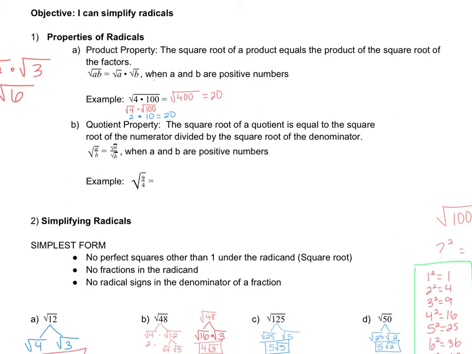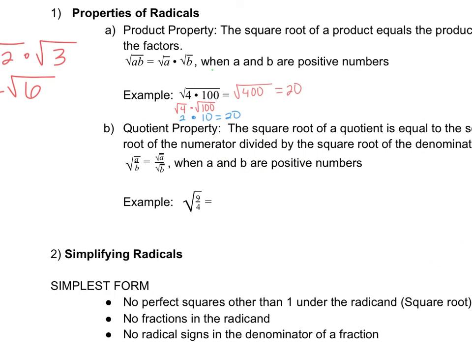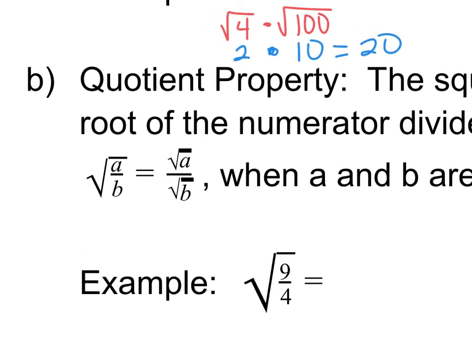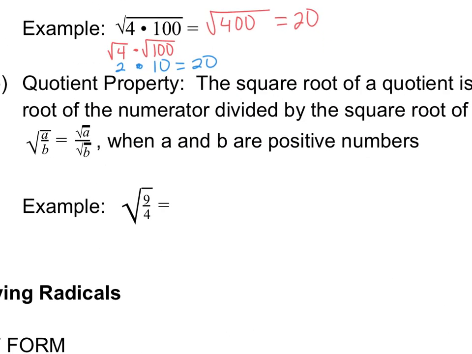You'll be all right. So the quotient property, what does quotient mean? It means to divide. So when you have a square root of a fraction like this, you can break it up as the square root of the top divided by the square root of the bottom. So like this one will be the square root of 9 divided by the square root of 4. What's the square root of 9? Well, that's 3. What's the square root of 4? It's 2.